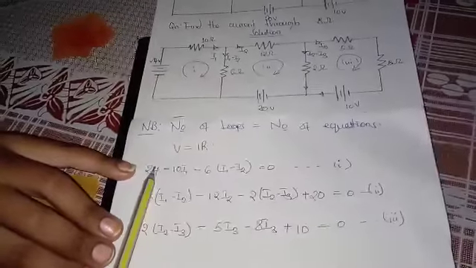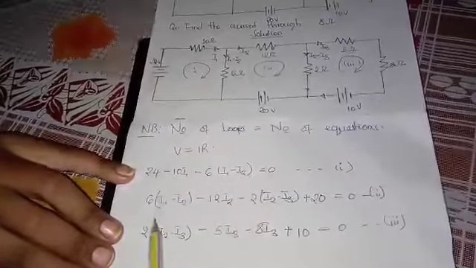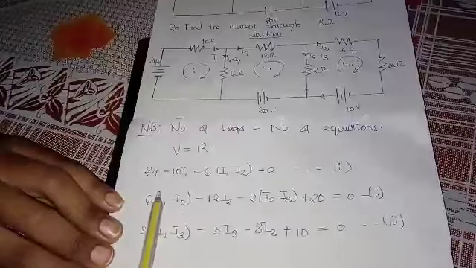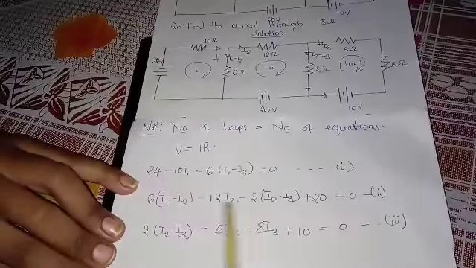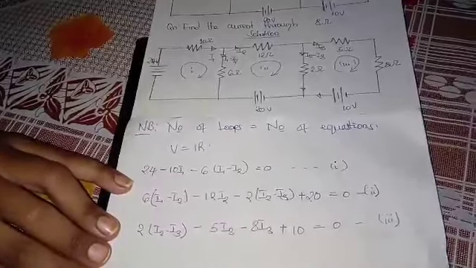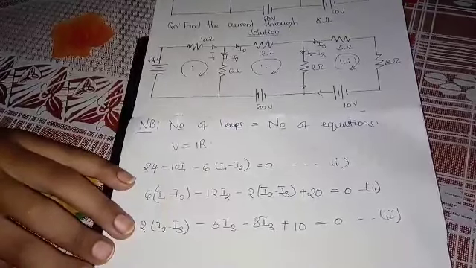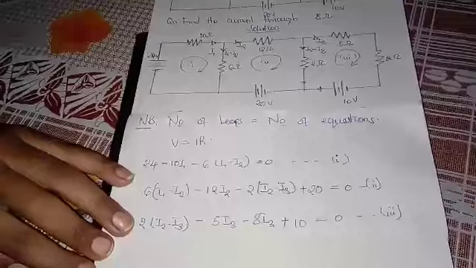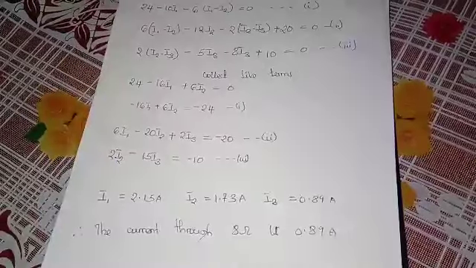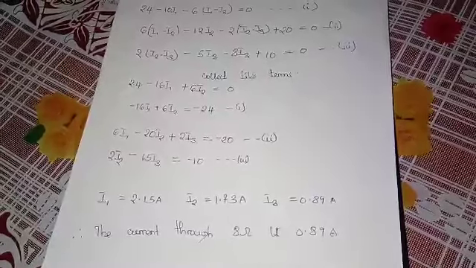like terms from each equation. As you can see, in the first equation, we have to collect this I1 separately from this I2. In the second equation, I1, I2, and I3 separately. And in the third equation, I2 and I3 separately.